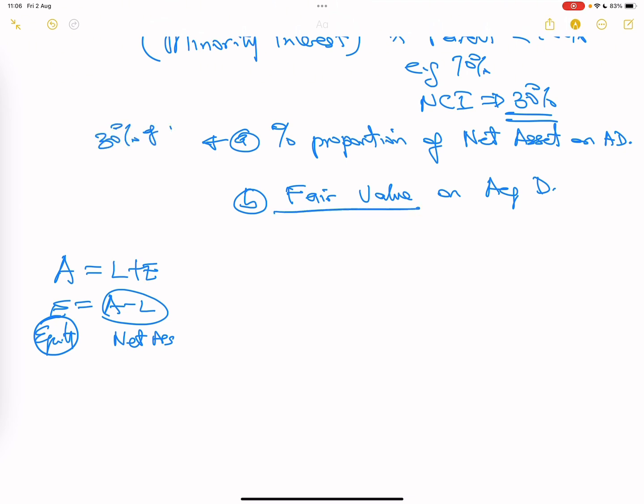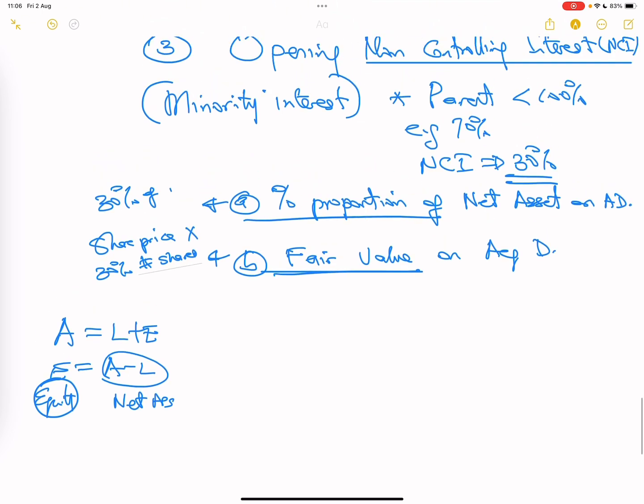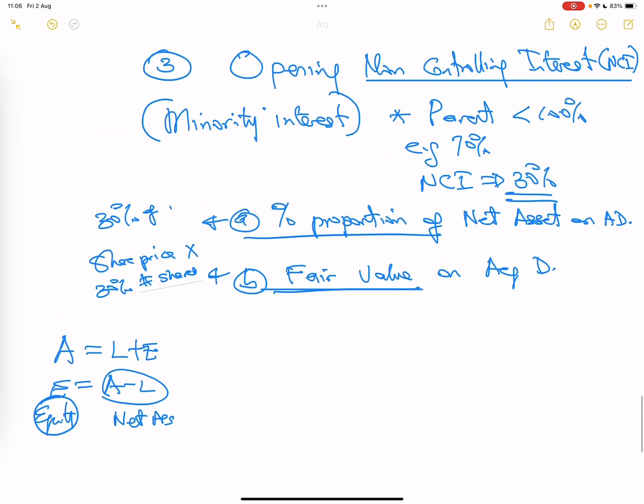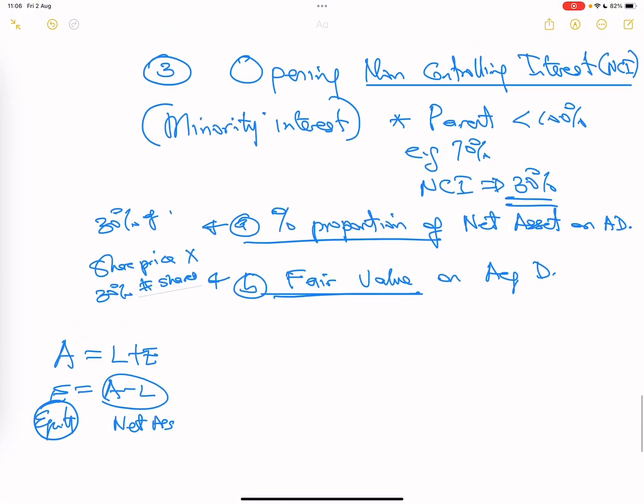But if they say it's fair value, then they will give you the share price. Then you multiply that by 30% of the number of shares that the subsidiary had on acquisition date. So either way, you will be told which you will use, and whatever you have been told to use is what you should use. Please don't say because you know both, you use one, or you say fair value is the market value, so it's a better value. No, please don't do that. Stick to what the question has asked you to do, and that will be your opening NCI.